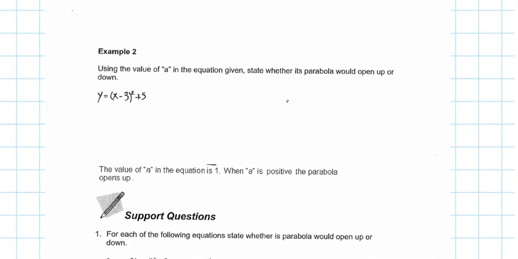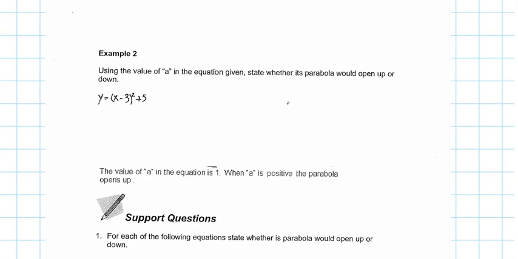So using the value of A in the equation given, state whether its parabola would open up or down. What is the A value in this case? So I have y equals bracket x minus 3 squared plus 5. What's the A value there? So what would it be if it's not there? It's 1. Okay? So if it's not there, that means it's a value of 1.